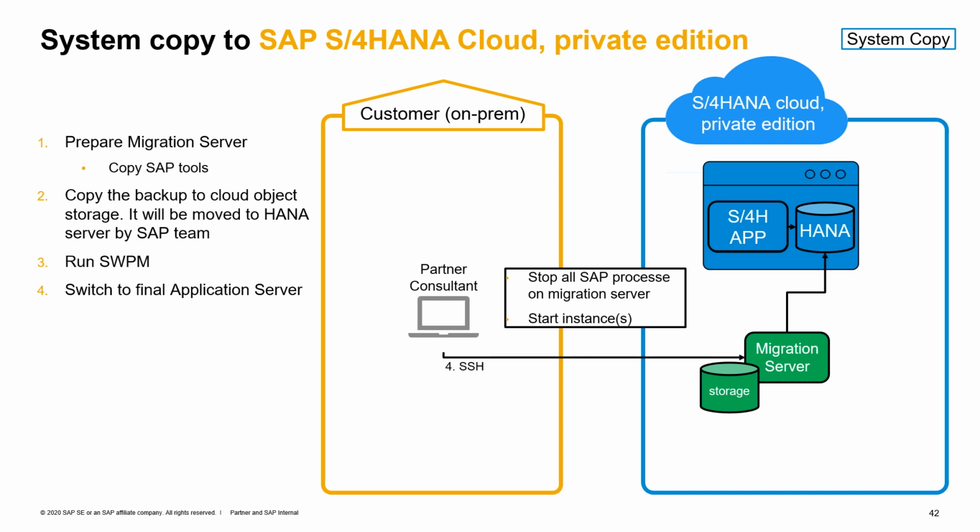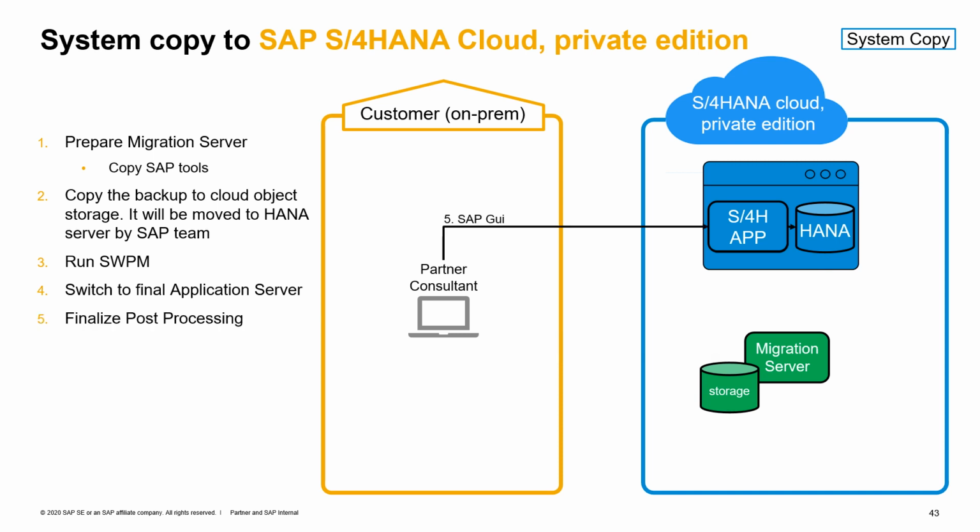On step number 4, once the system copy is completed, the consultant will have to stop all the SAP processes on the migration server and trigger the SAP operations team to start the final primary application server instance that has been previously installed as part of the provisioning of the empty skeleton system. And finally, on step number 5, when the final instance is up and running, all the post-system copy activities can then be performed by connecting via SAP GUI to the final instance.